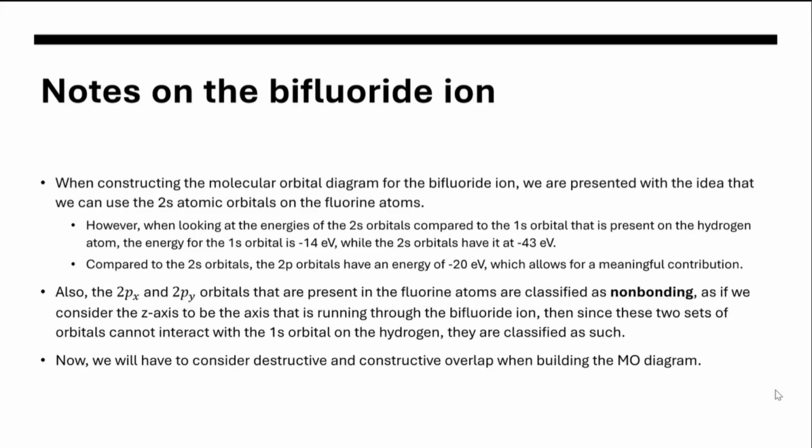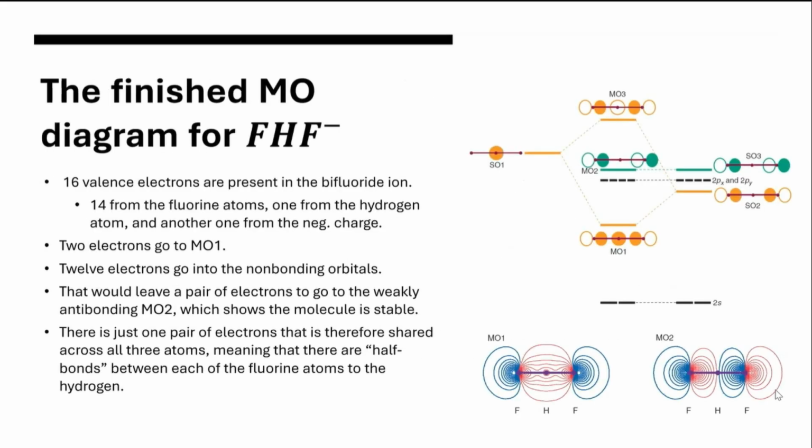And also, the 2px and 2py orbitals on the fluorine atoms are classified as non-bonding. If we consider the z-axis to be the axis running through the bifluoride ion, they simply cannot interact with that 1s orbital on the hydrogen, so they're non-bonding. We'll also have to consider destructive and constructive overlap when building that MO diagram. Now, using these symmetry orbitals, we can make the finished molecular orbital diagram for the bifluoride ion.